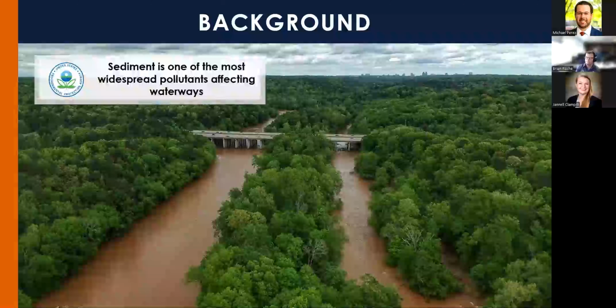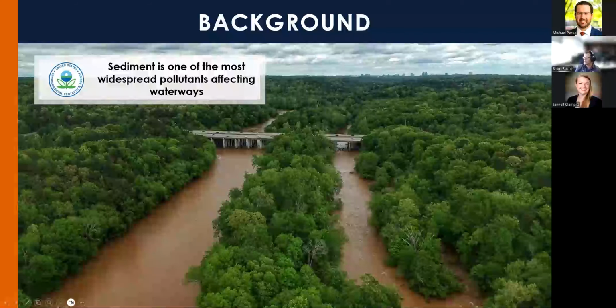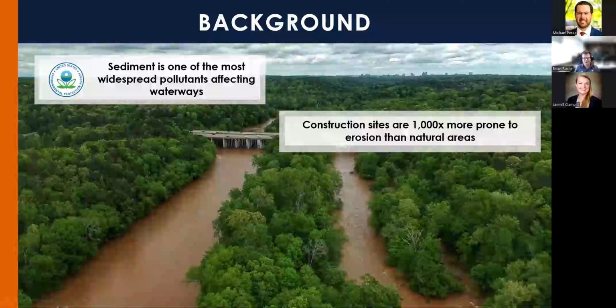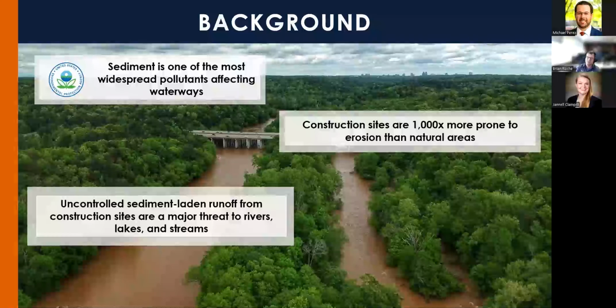So, start with the background. The US EPA identifies sediment as one of the most widespread pollutants that affect our waterways. And a major cause of this sediment pollution is construction sites. On a construction site, when you remove the vegetation, grass, trees, bushes, stuff like that, that once kept the soil in place, it's able to be washed away and have negative environmental impacts downstream. Uncontrolled sediment-laden runoff is a major threat to rivers, lakes, and streams. It can increase turbidity, which can decrease the amount of sunlight that gets to vegetation. It can mess with fish spawning habits, and the sedimentation sitting at the bottom can reduce stream capacity, which can lead to increased flooding risk.